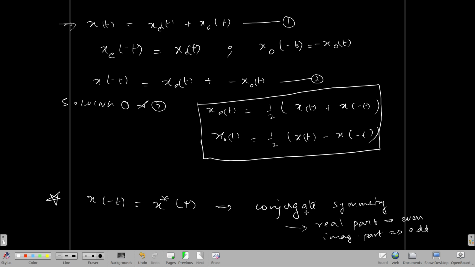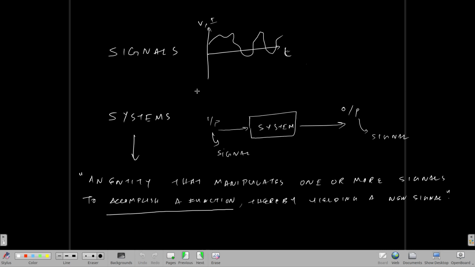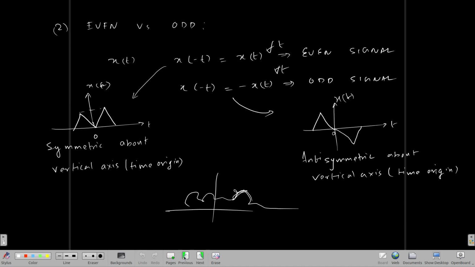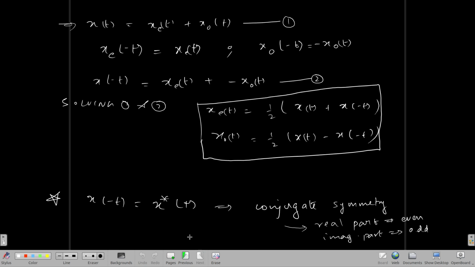Okay, so we'll stop this lecture here. In this lecture, we have dealt with the basics of what a signal is and what a system is, and we studied two classifications of signals, which are continuous time and discrete time, and even and odd. Also, we mentioned the concept of conjugate symmetry, and we derived a result regarding how we can represent any signal using even and odd signals. In the next lecture, we will see other classifications of signals.